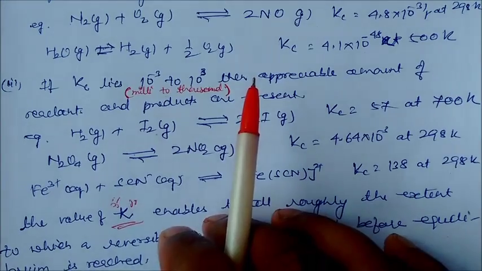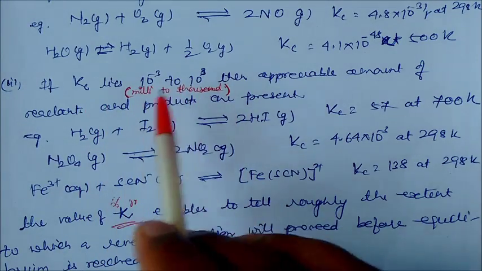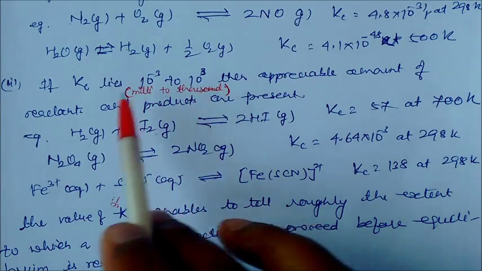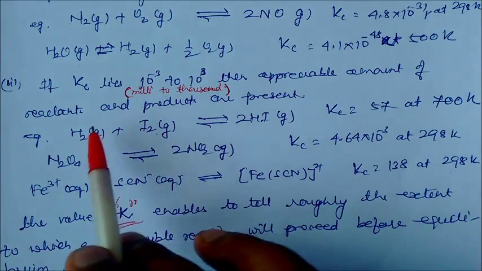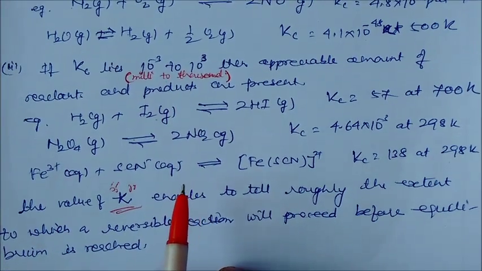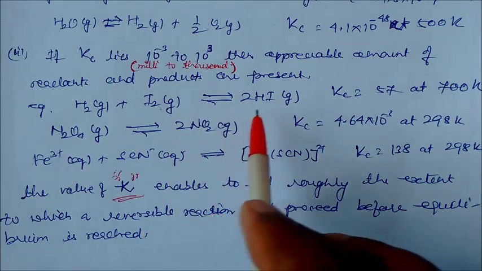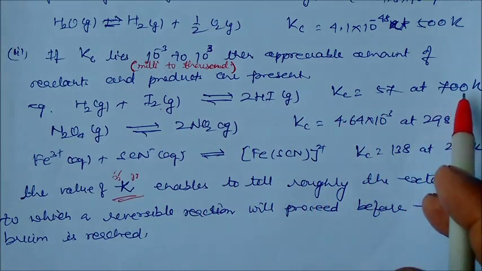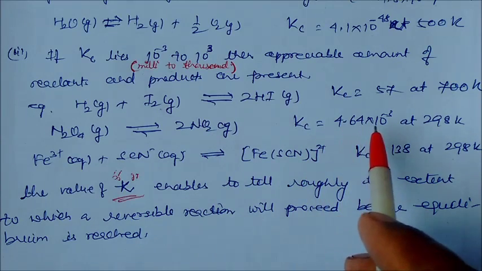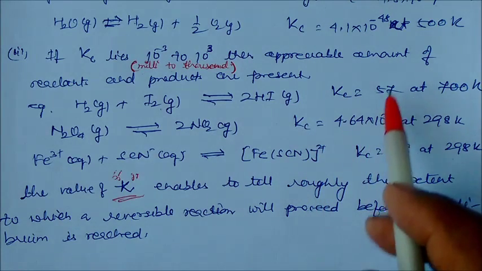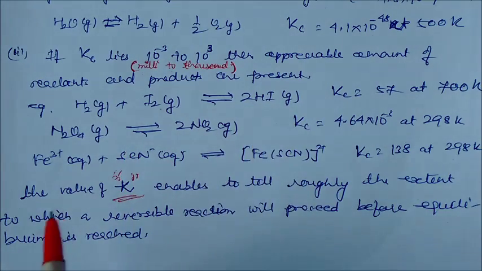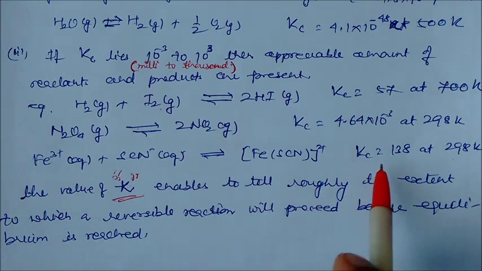Now the third case: if Kc lies between these two limits, between 10 to the power minus 3 and 1000, then an appreciable amount of both reactants and products is formed. The reaction will be in an equilibrium condition. Here H2 plus I2 is converted to hydrogen iodide, and Kc is this much at 700 Kelvin. Similarly, for N2O4 giving 2NO2, Kc is 4.64 into 10 to the power minus 3. So this is an appreciable reaction, taking place on both the reactant side and the product side. For iron plus HCN, Kc is 1/3.